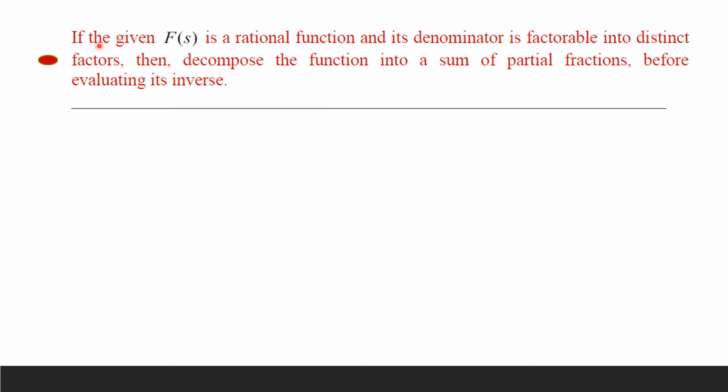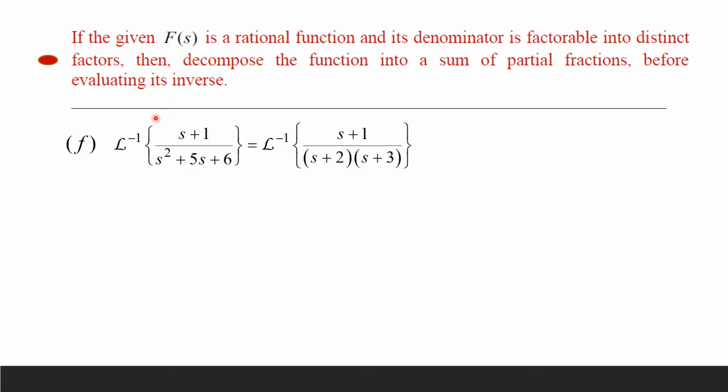The next situation is when the given F(s) is a rational function and its denominator is factorable into distinct factors. The approach is to decompose the function into a sum of partial fractions before evaluating its inverse. Example, find the inverse of s plus 1 divided by s squared plus 5s plus 6. This is a rational function and the denominator is quadratic, of degree 2, and it can be factorized. s squared plus 5s plus 6 is equal to s plus 2 multiplied by s plus 3.